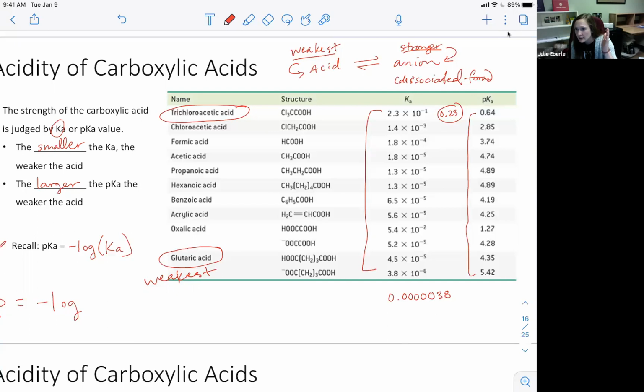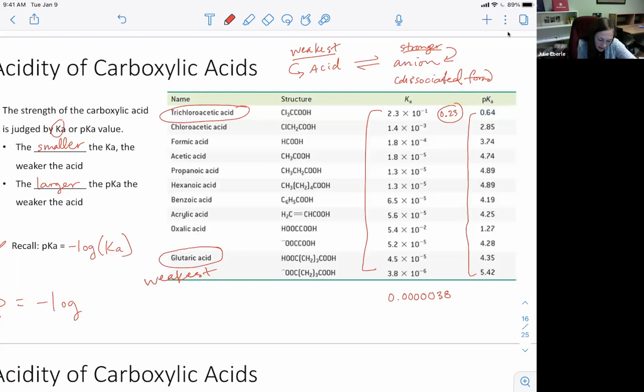So am I going to ask you to calculate Ka on an exam? No. Would I give you a Ka and say, what's the pKa? No. If I give you multiple pKa values and say this pKa belongs to this acid, this pKa belongs to this acid, tell me which of these is the weakest and which one's the strongest, absolutely, I could do that. And from this table, I would want you to be able to order those for me.